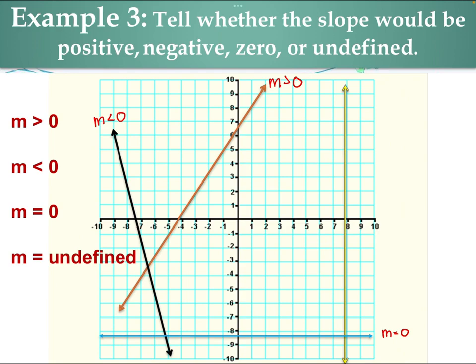And then we have an undefined slope, and that undefined slope would be the vertical line. We're not moving left or right, we're only going up or down.